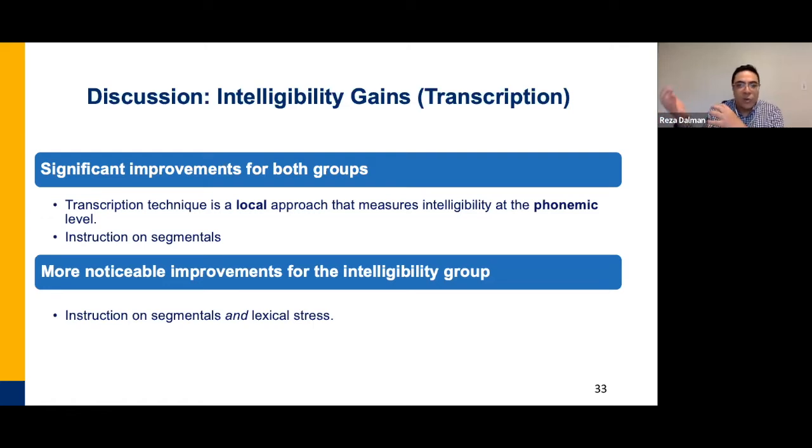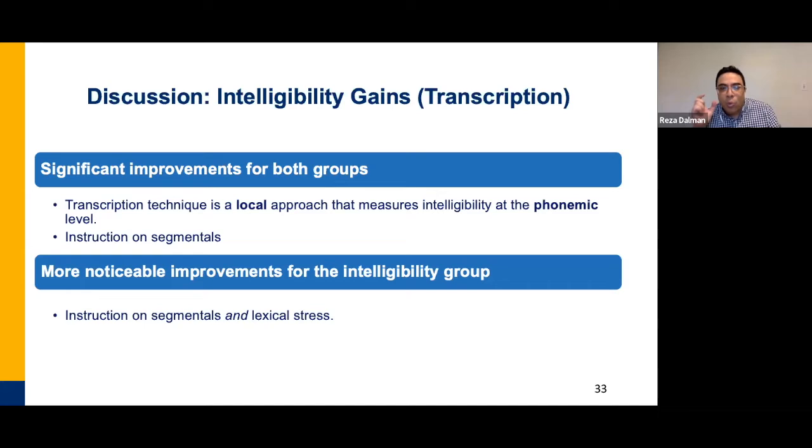fewer segmental deviations in the post-test than the pre-test. However, it is interesting that the improvement of the intelligibility group was more noticeable compared to the comparison group. This finding could be attributed to the instruction that the intelligibility group received on the lexical stress.